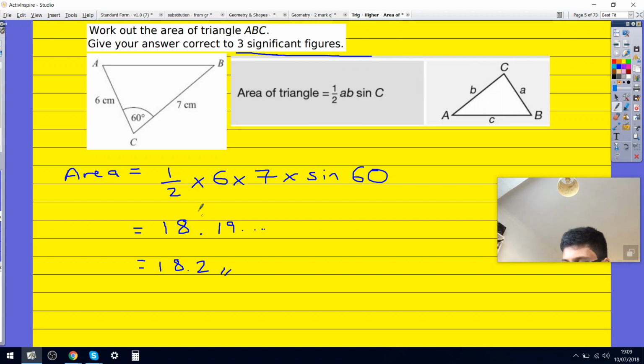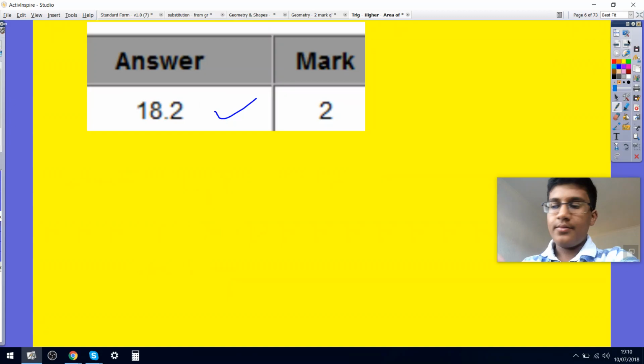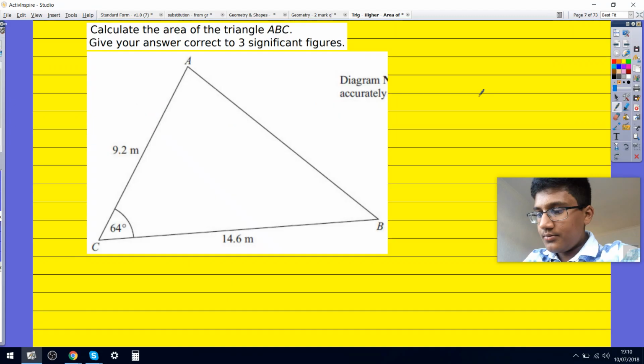And you're right to put the whole thing into your calculator. Don't do a half times 6 is 3, because you might end up making some silly mistake. It's a calculator question, so just let the calculator do all the work. The formula is written out for you. Substitute into the formula, then put it all into your calculator and write down your answer. Okay, 18.2. How about this one?